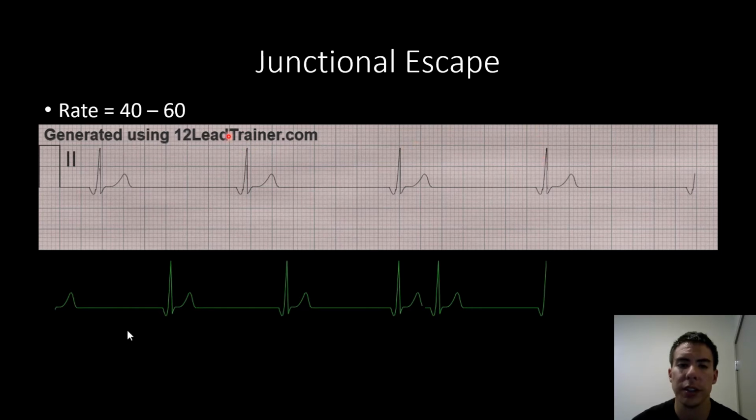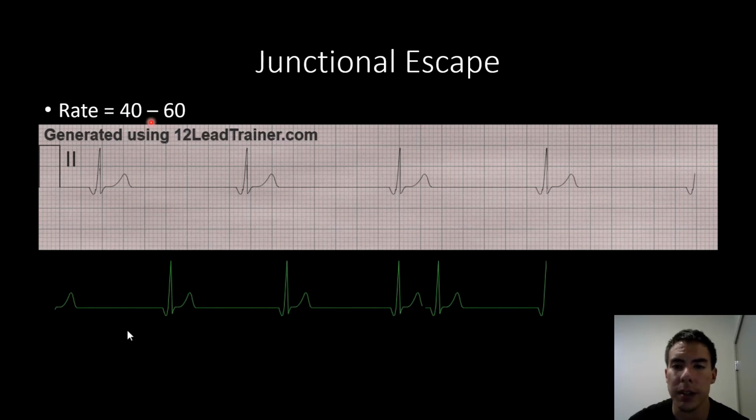Those do look regular. So next we would check our rate, which going from this one, and since it's regular, we can use the dark line method. So it's 300, 150, 100, 75, 60, 50, 40. So our heart rate is 40.